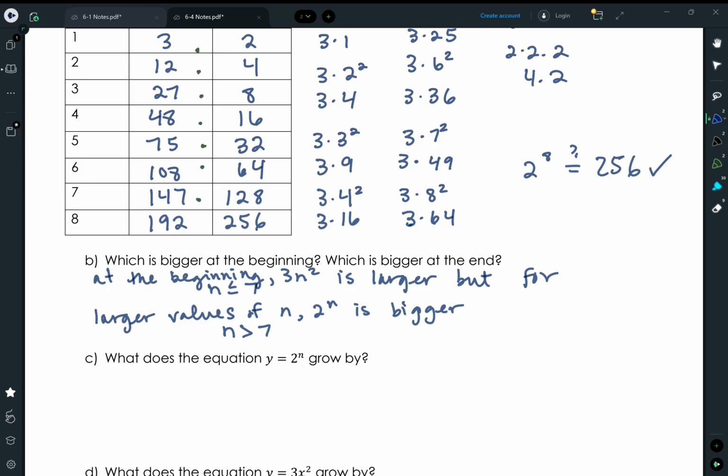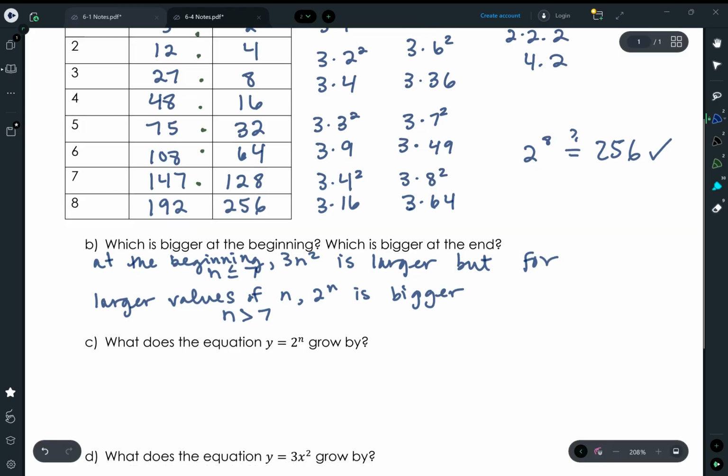And so really, there's a lot more numbers, right? There's 9, there's 10, there's 11. So it might look like for most of our table, 3n squared is bigger. But when you really think about the scope of numbers, our 2 to the nth power is going to yield bigger answers most of the time, right? Like there's way more numbers bigger than 7 than there are smaller than 7.